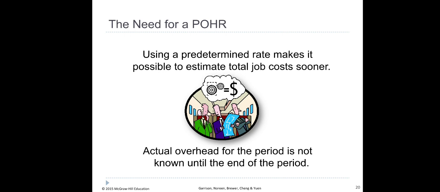If you want to use actual overhead cost, then you have to wait until the end of the month or the end of the year to get the actual overhead number. So to calculate cost quickly, you can use POHR and you can calculate the total cost for a job whenever the job is finished or done.